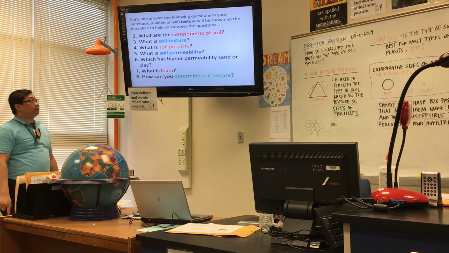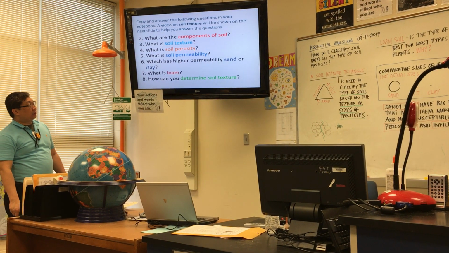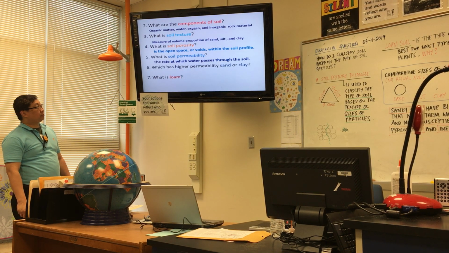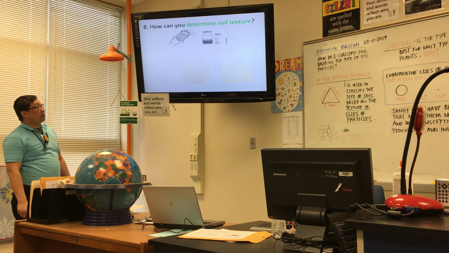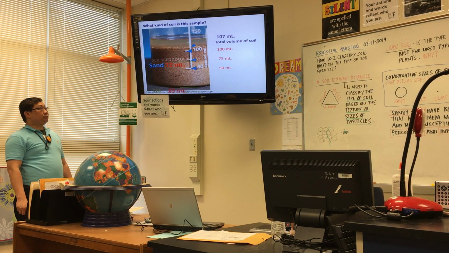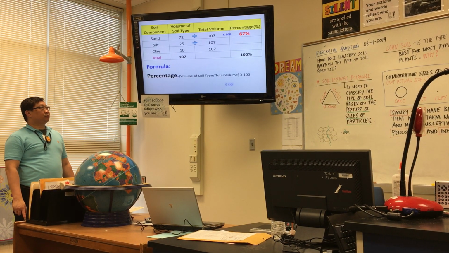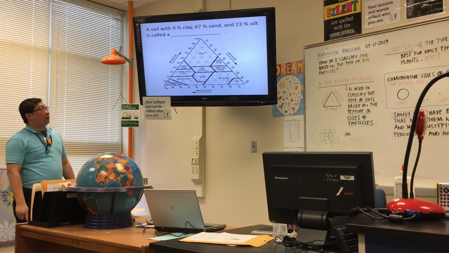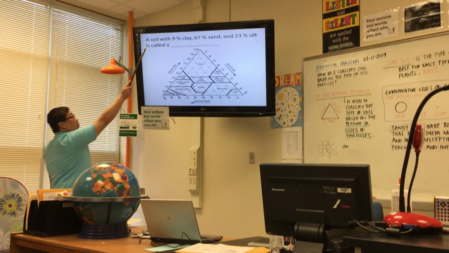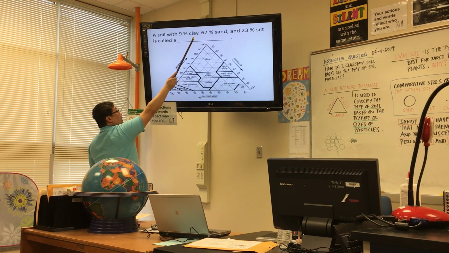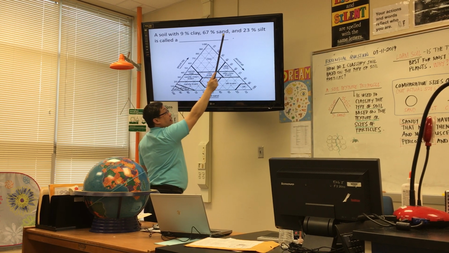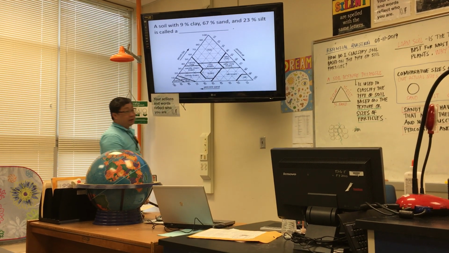Another example. Okay? So we'll be answering these questions later. So I'll show you another example here, and we'll go back to this one. Okay, now, look at this one. A soil with 9% clay, 67% sand, and 23% silt.